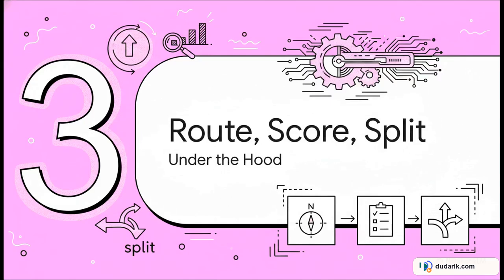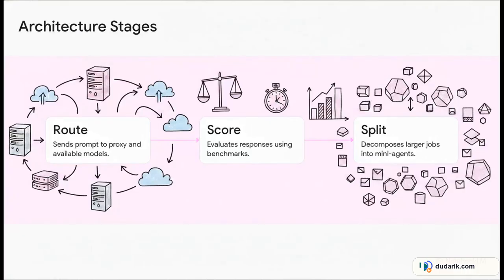Now, that sounds amazing in theory, for sure. But if we're going to trust the tool with our production code, we need to know how it actually makes these routing decisions. So let's move into section 3, route, score, and split, and get a little technical on what's happening under the hood. The architecture executes in 3 distinct rapid-fire stages. First up, the route stage. Instead of pinging Anthropic or OpenAI directly, your prompt hits the Duel Agents proxy, which instantly fans the request out in parallel to the available models.